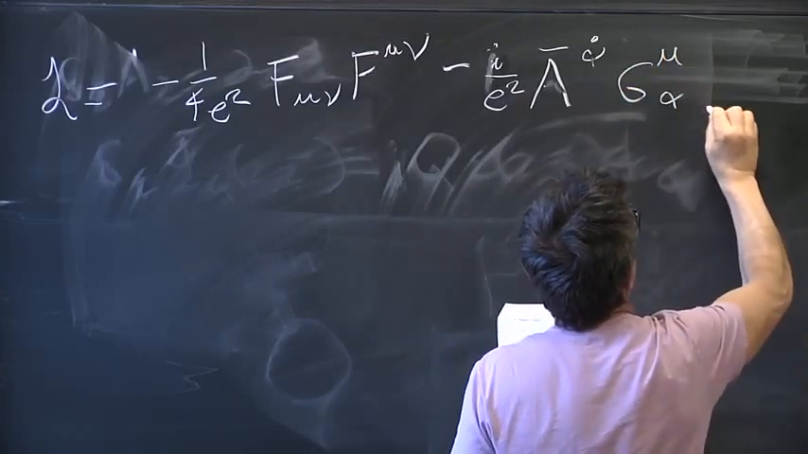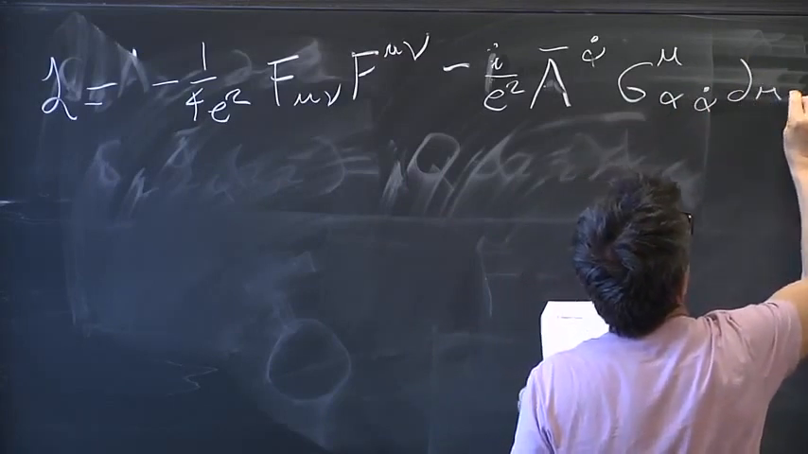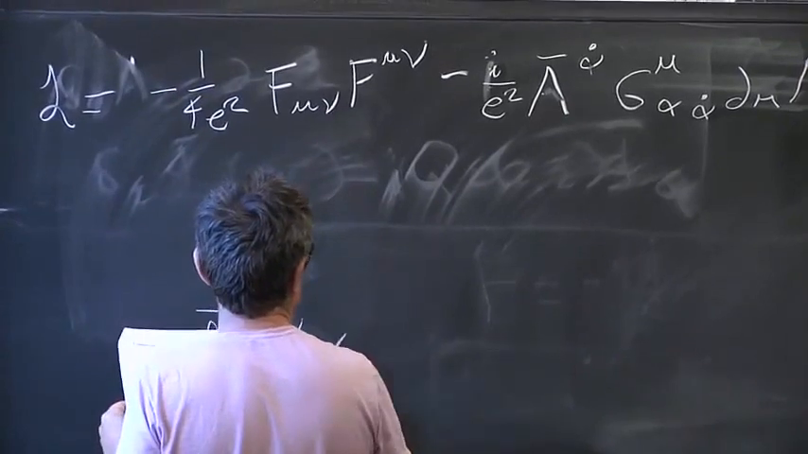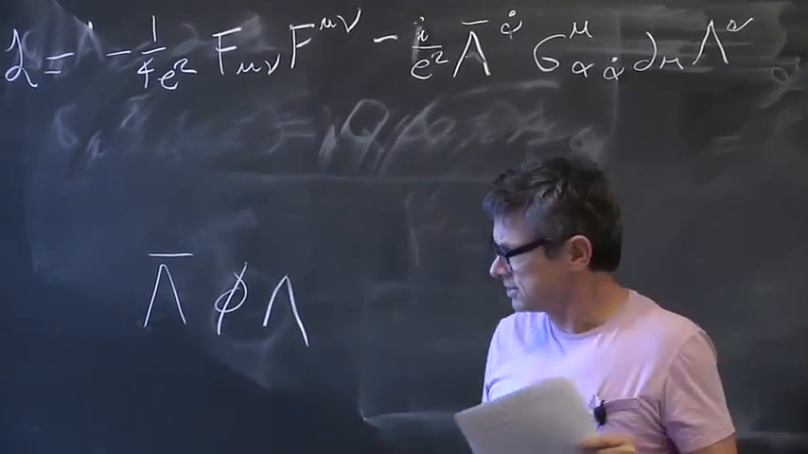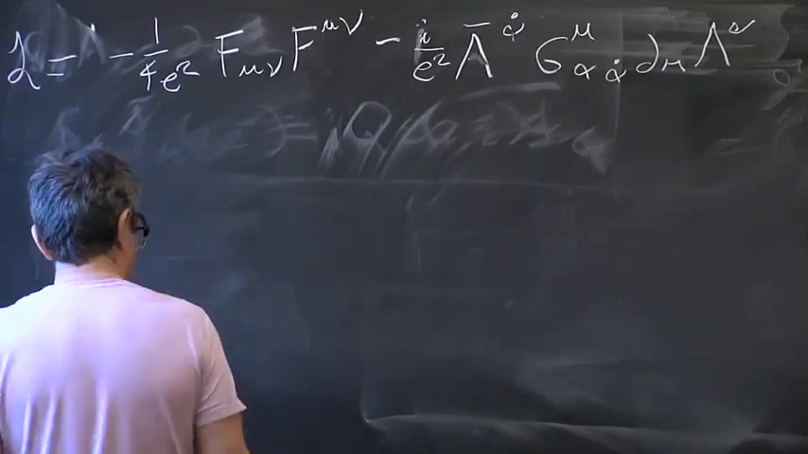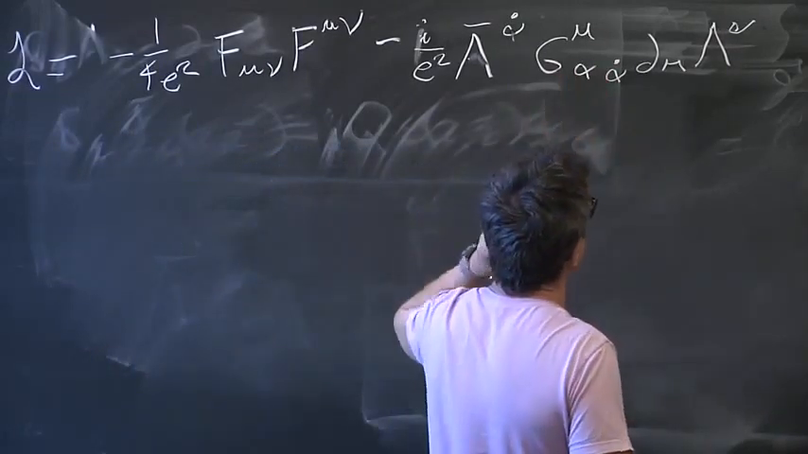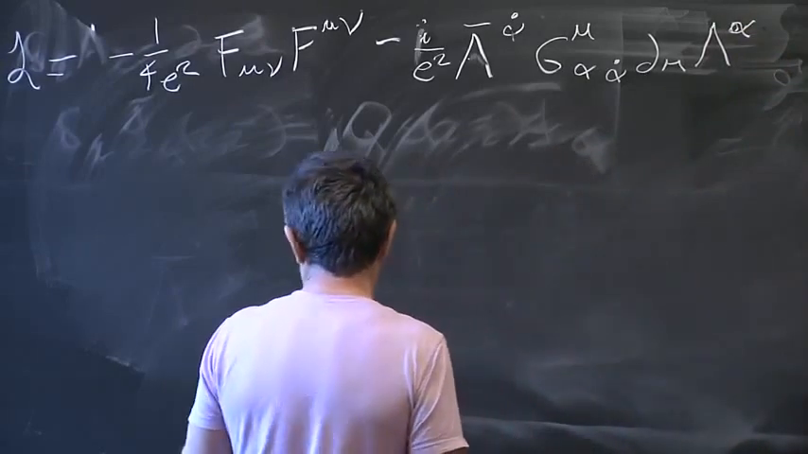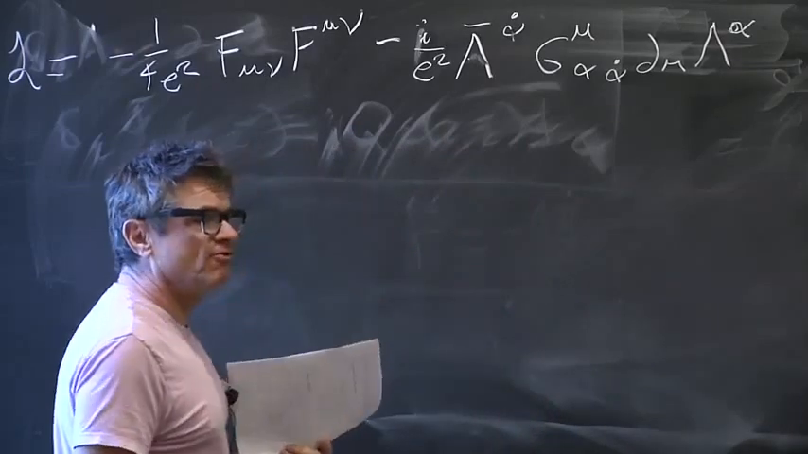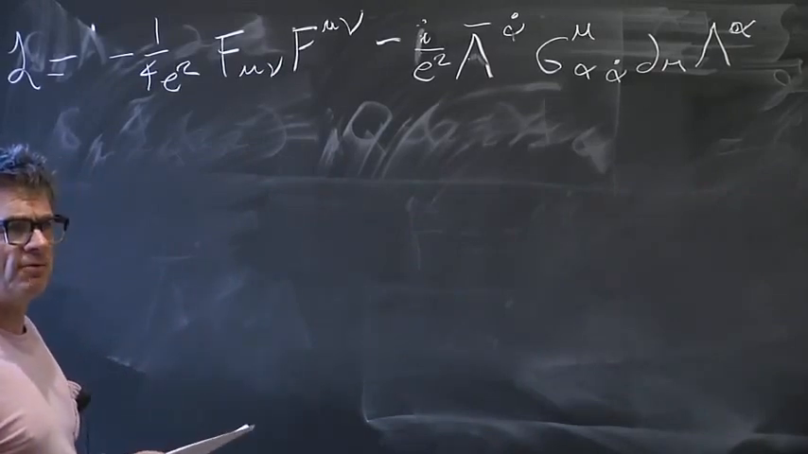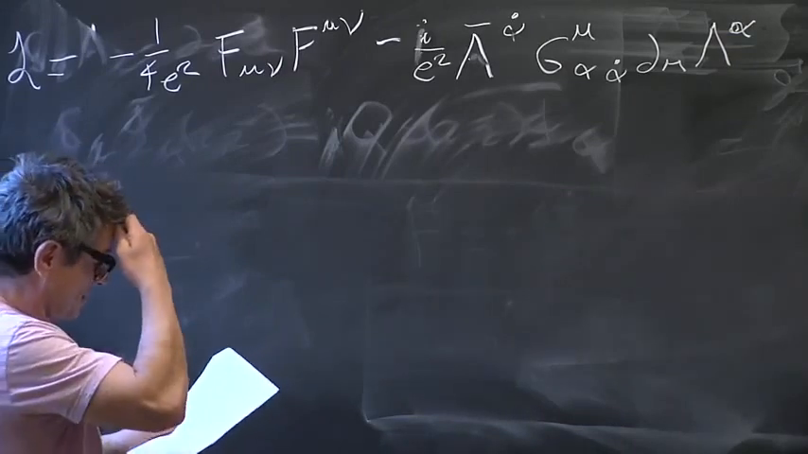Alpha dot transforms in one representation of SL(2,C), and alpha transforms in the complex conjugate representation. So we can write sigma mu alpha alpha dot, d mu, lambda alpha. Sometimes this would be written as lambda bar d slash lambda, but we want to use this other notation. These sigma matrices are like gamma zero times gamma matrices. Lambda alpha and lambda alpha dot have the opposite chirality. And this is the kinetic term. So far, I've just written down a free theory describing a free massless spin one half fermion, plus a free spin one boson.